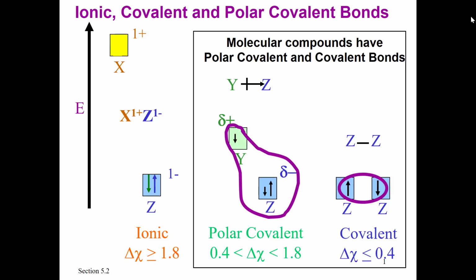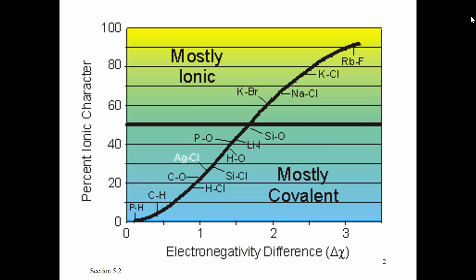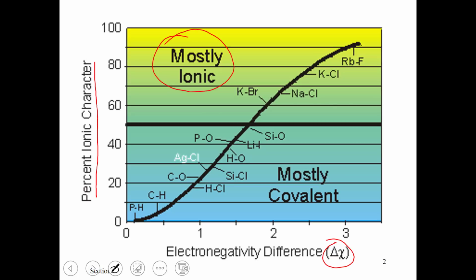Molecular compounds, which are the topic of Chapter 5, have either polar covalent or covalent bonds. Ionic bonds belong in Chapter 4 with ionic compounds. This is a chart that shows percent ionic character versus electronegativity difference. As you can see, electronegativity difference is on the x-axis and percent ionic character is on the y-axis. The mostly ionic materials are in the upper right, where we have sodium chloride, potassium chloride, rubidium fluoride. So these would be metals bonded to nonmetals in an ionic type bond.